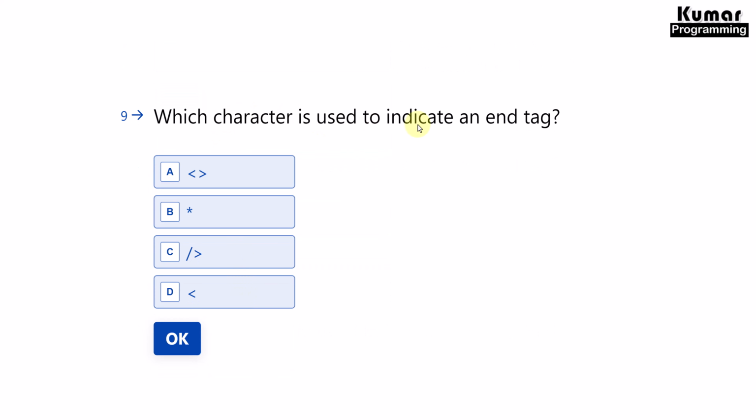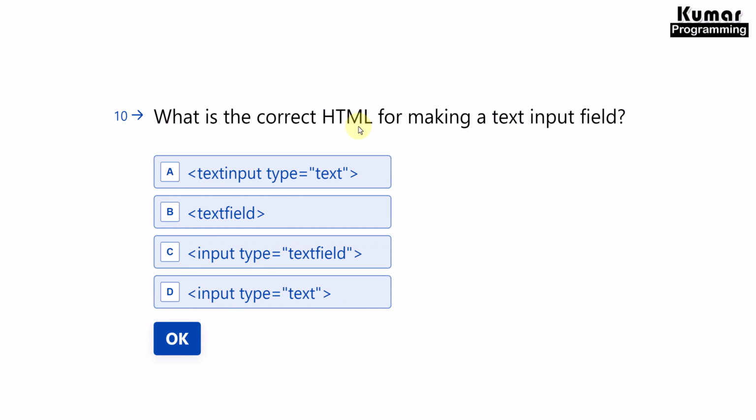Which character is used to indicate the end tag, right? So the end tag is defined by this tag, right? What is the correct HTML for making a text input field, right? So in order to create a text input field, we have an input type equal to text, right? This is the correct answer.